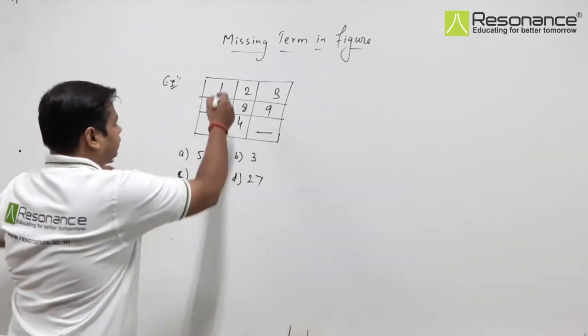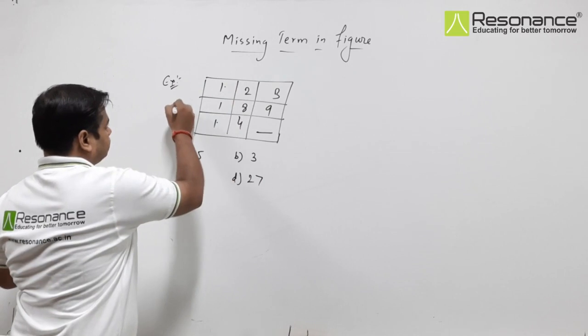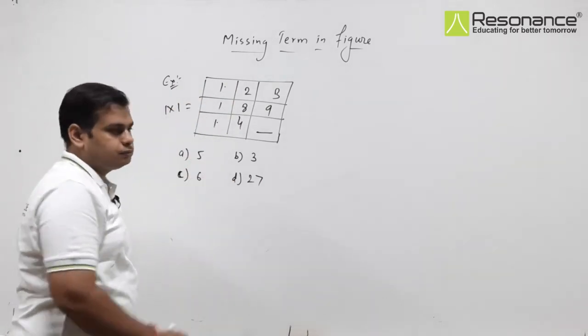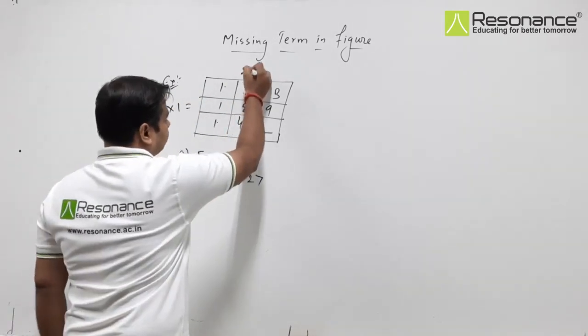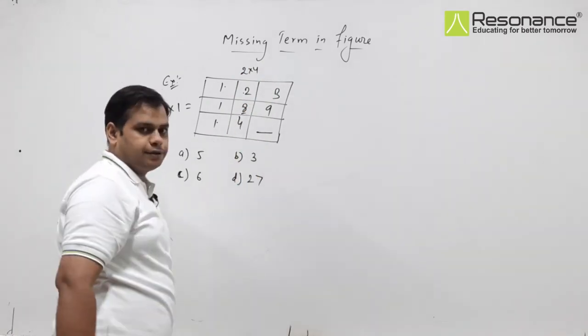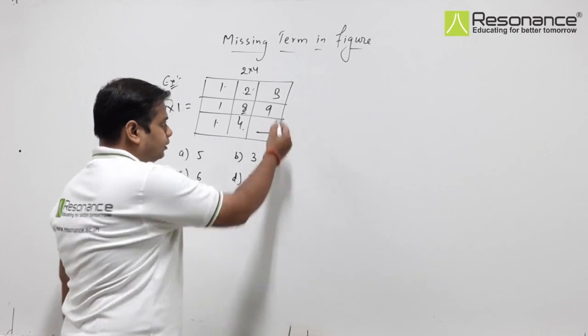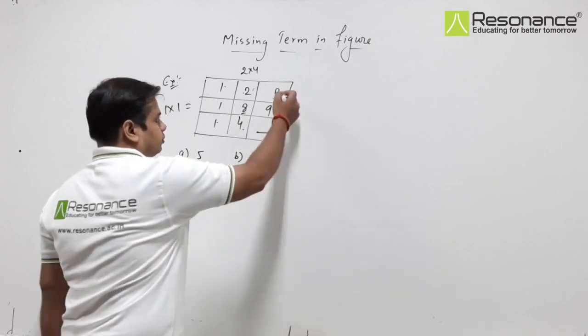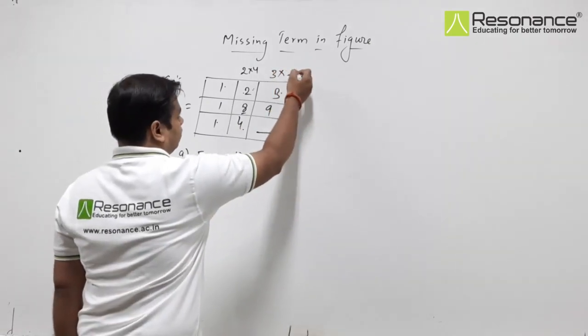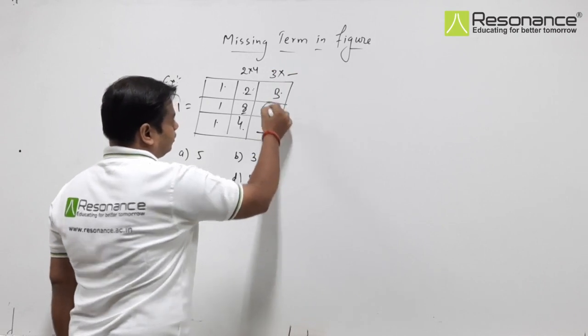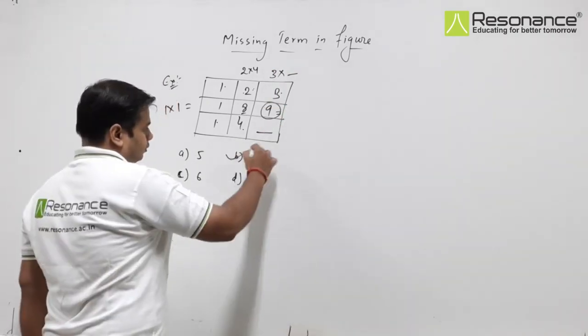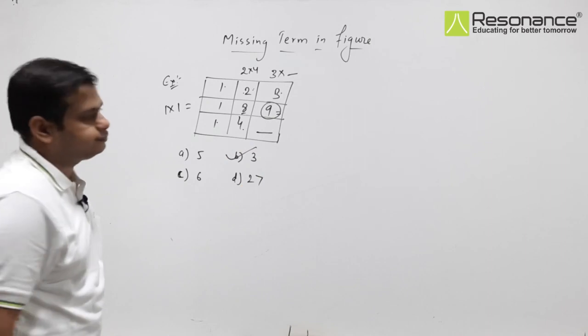If you see, 1 into 1 is equal to 1, 2 into 4 is equal to 8. So the product of the first and third number is written in the middle. So 3 multiplied by the number so that we can find 9. According to that, the answer is 3.